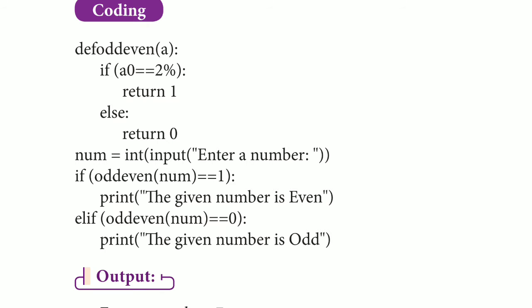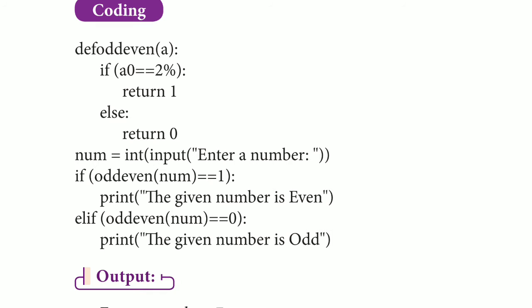If the variable is divided by 2 and the remainder is 0, then return 1. So the expression must be like a % 2 == 0. It is typed wrongly, so you have to change it when you do the program. a % 2 == 0. Then if the condition is true, then return 1, else return 0.